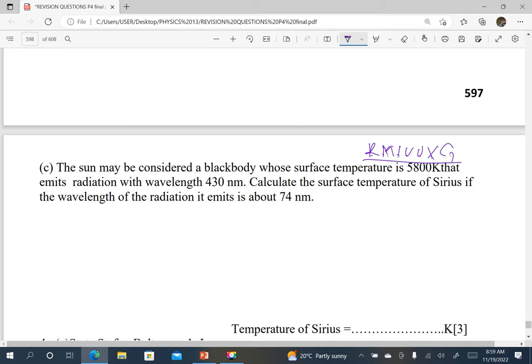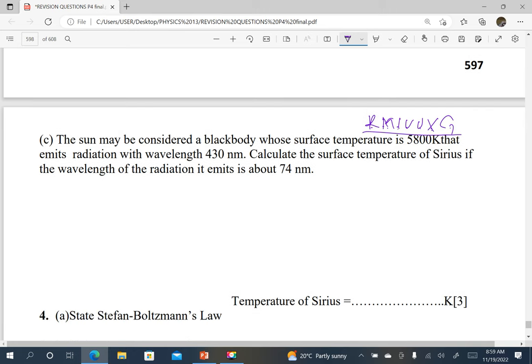it without reflecting any. So the sun may be considered a black body whose surface temperature is 5,800 K, and that emits radiation with wavelength 430 nanometers. Calculate the surface temperature of Sirius if the wavelength of the radiation it emits is 74 nanometers. So this is also an easy question, lambda max. Remember, from Wien's displacement law, lambda max is equal to a constant over T, or lambda max is inversely proportional to temperature. Note that lambda max does not mean maximum wavelength, but it means the wavelength at which maximum intensity occurs.